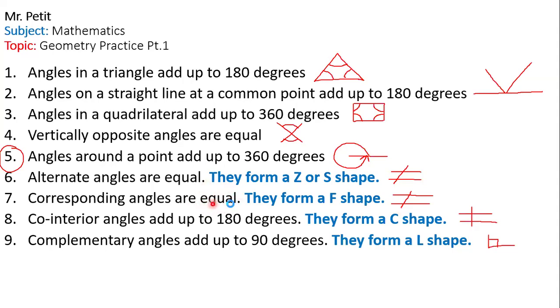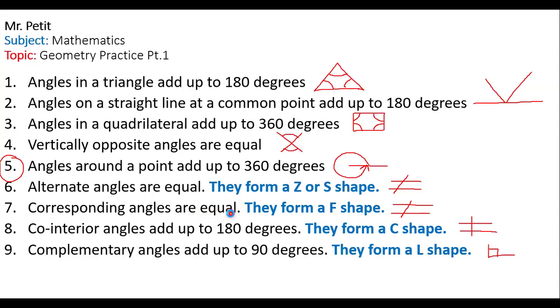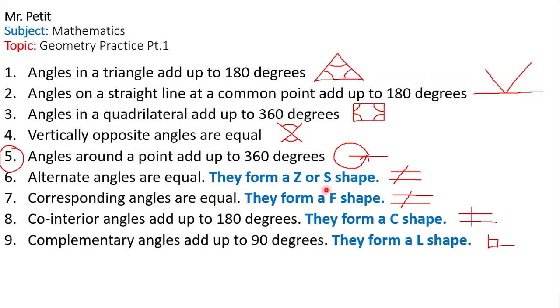So based on this, we know that corresponding angles are what? Corresponding angles are equal. And what shape do they form? They form an F shape. And co-interior angles, what shape do they form? They form a C shape. And they add up to what? 180 degrees. What do we know about angles in a triangle? They add up to 180 degrees. And what do we know about vertically opposite angles? They are equal. Very good.